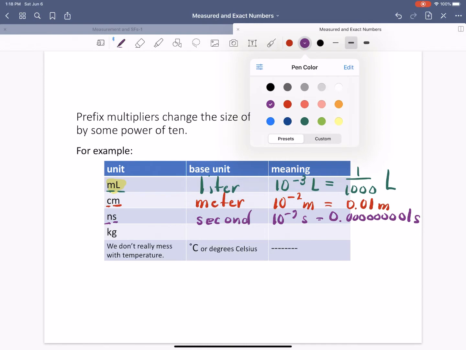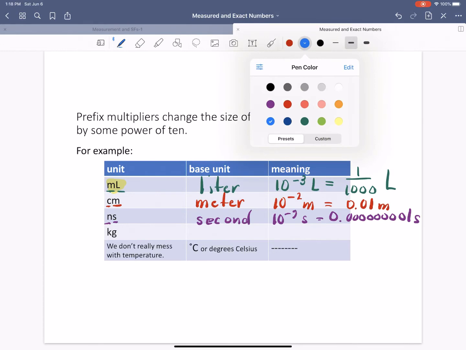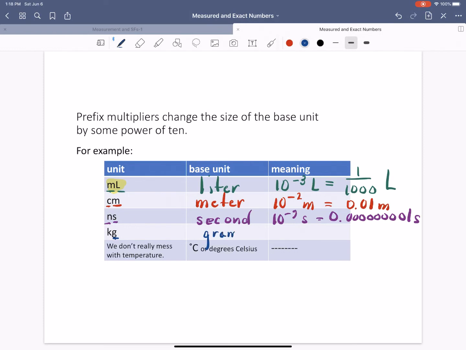And then kilograms we're going to run into a lot. So grams is a mass, one of the physical quantities that we measure, and kilo means 1,000. So a kilogram is 1,000 grams. The last unit that we work with is temperature. So here I have volume, length, time, mass, and temperature. We don't typically give degrees Celsius a prefix. We could, I just haven't seen it very much.